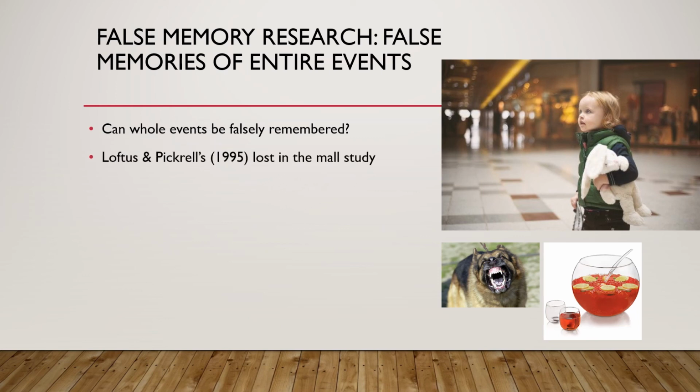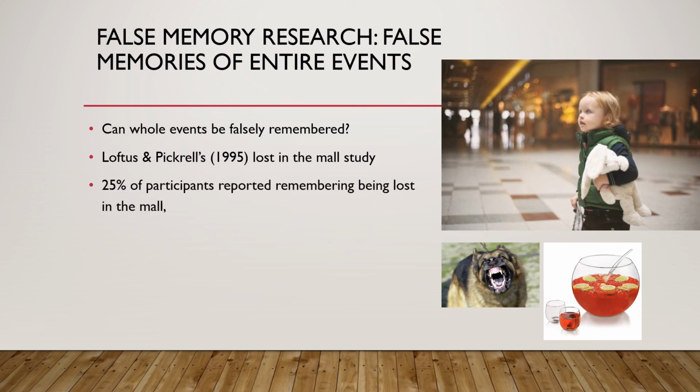Now, Loftus and Pickrell did a study called the Lost in the Mall study, in which they managed to use suggestion, multiple suggestion, over time to implant entire memories of being lost in the mall in childhood, where the participant reported being upset, and the memory involved a friendly elderly person coming to help them. Now, this included suggestion that the participant's family had suggested it.